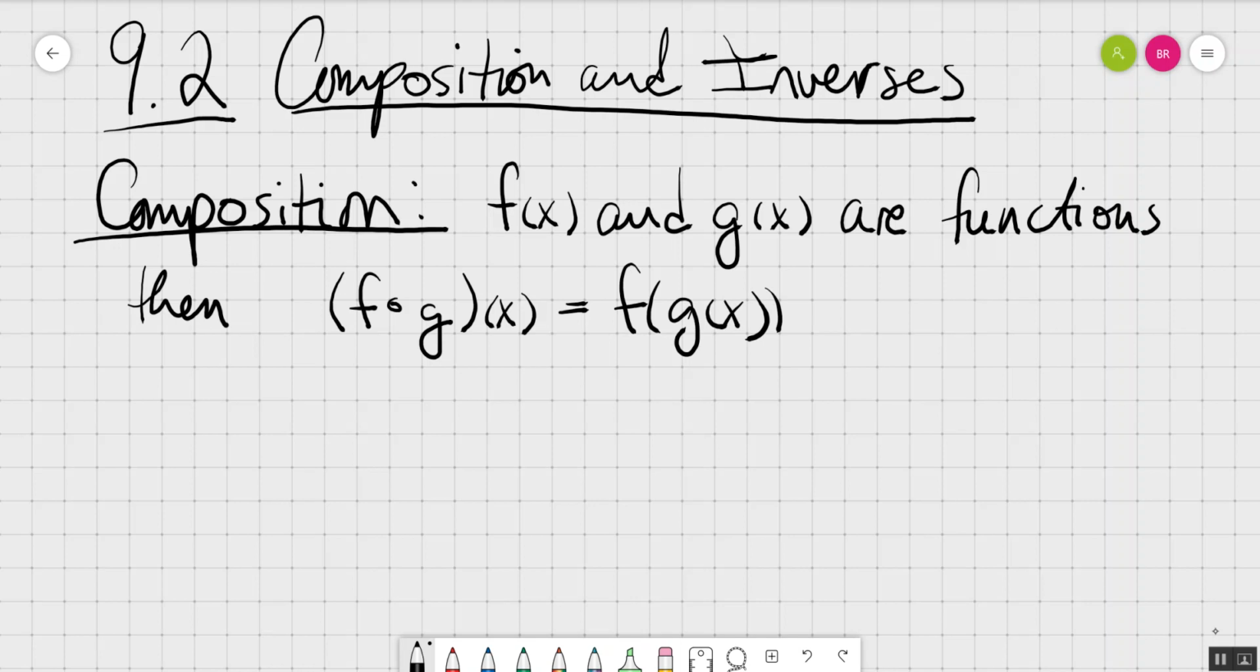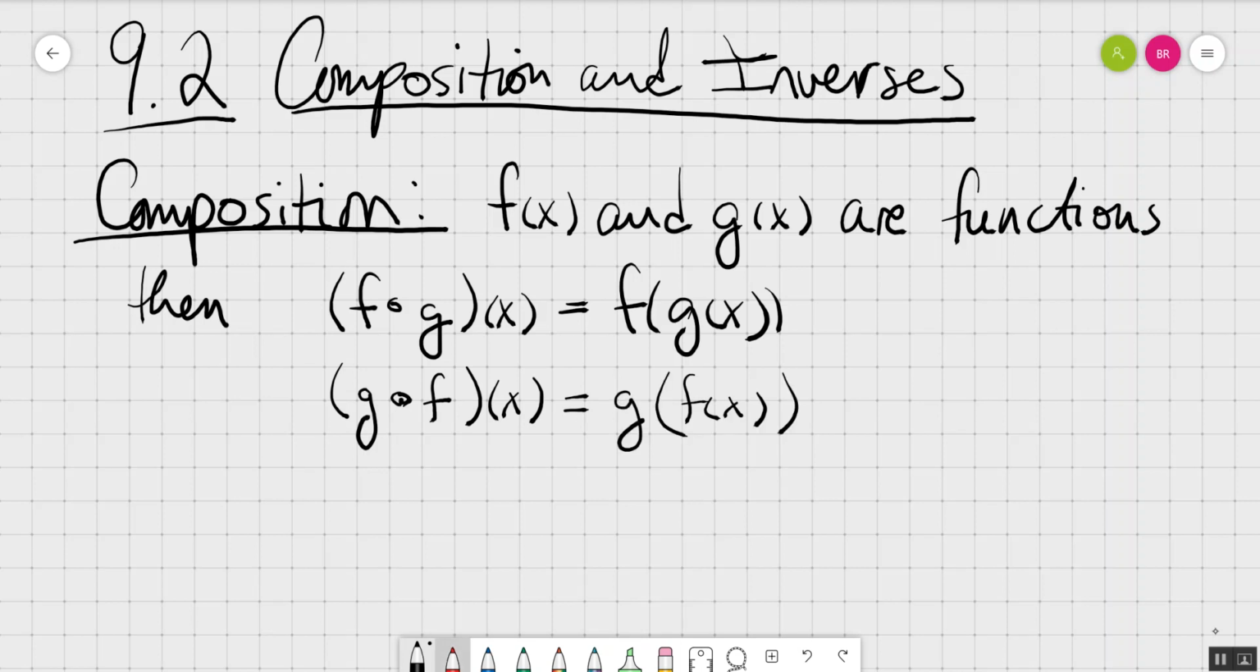You can also go the other way. You can do g composed with f of x, and that means first I will apply f to x, and then I will apply g. And that's how we want to read this. We would read this as g composed with f.